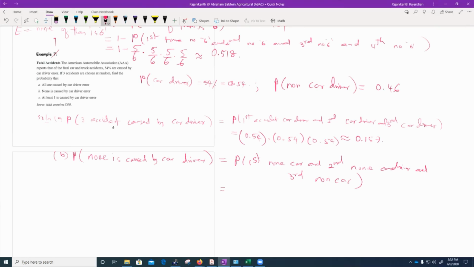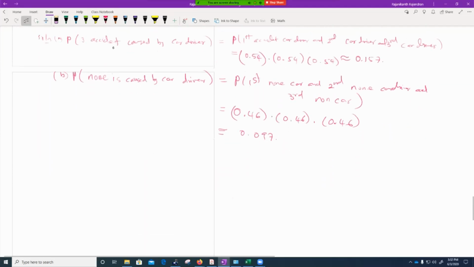So that probability is 0.46. Therefore, the first accident being a non-car driver is 0.46, and the second one also 0.46, and the third one also 0.46. So simply simplify these three. You should get 0.097. Please make sure that you are getting my answer.